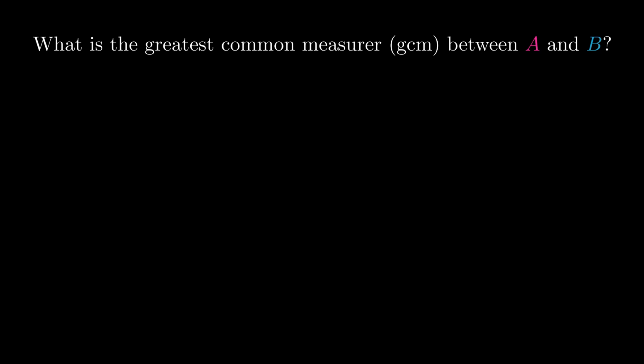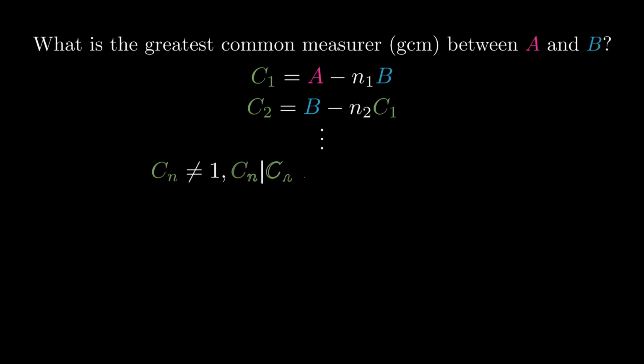First, run the algorithm on a and b, which are not relatively prime. We thus have a, b, c1 equaling a minus n1b, c2 equaling b minus n2 c1, and so forth to cn, which is not 1. And cn measures cn minus 1. Or rather, cn minus 1 is equal to mn times cn.